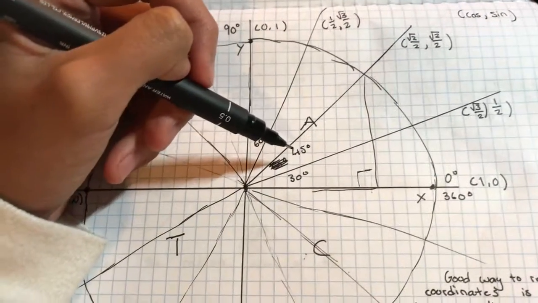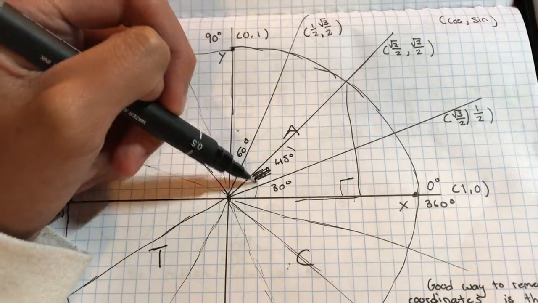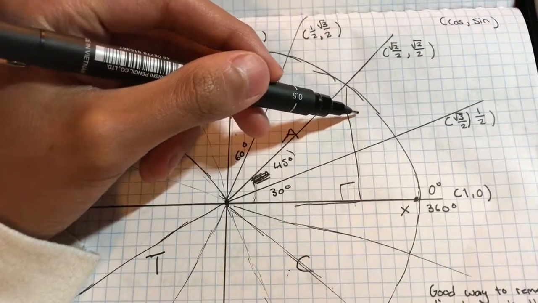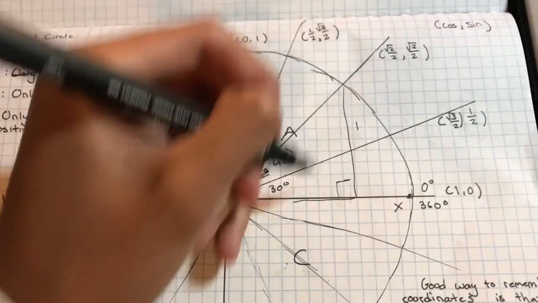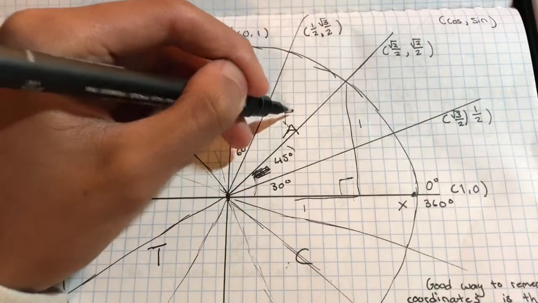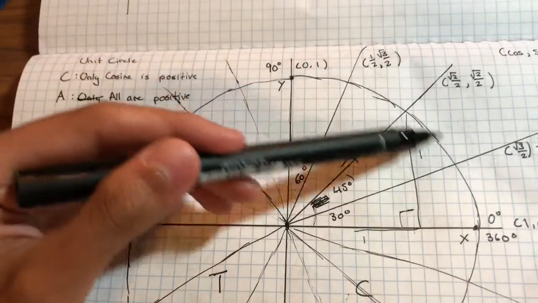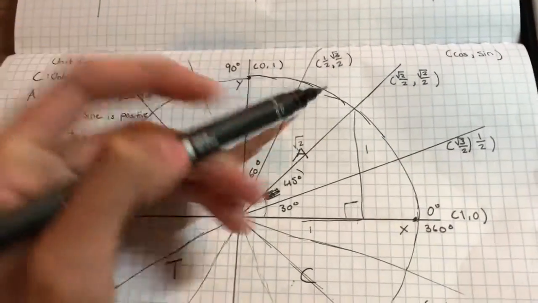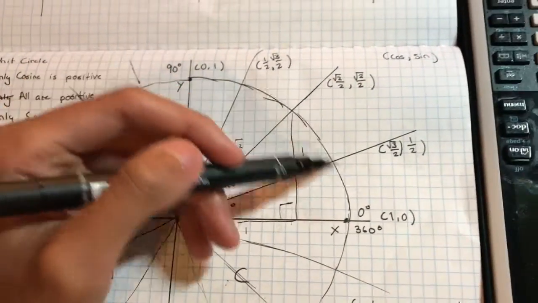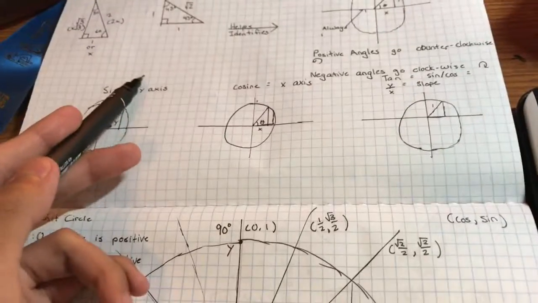A common angle would be 45 degrees. This would be 45 degrees, and you would know that this is 1, and this would be root 2 because of the special right triangle we discussed earlier. These would be all the coordinates of them, and this is all determined by the right triangle here.